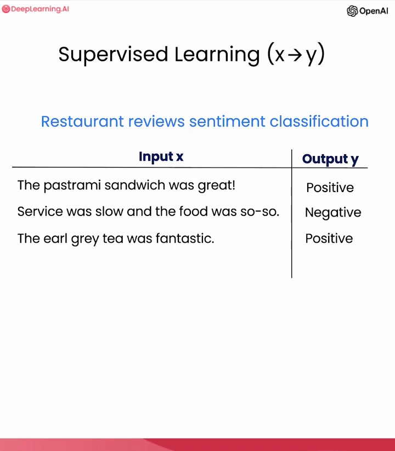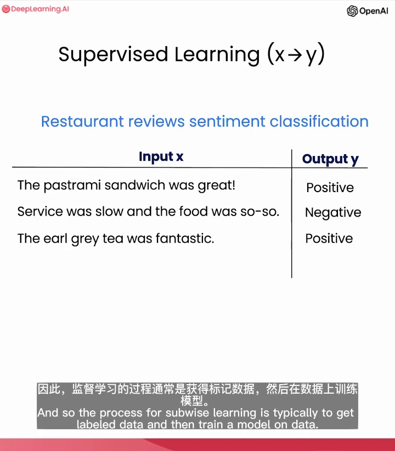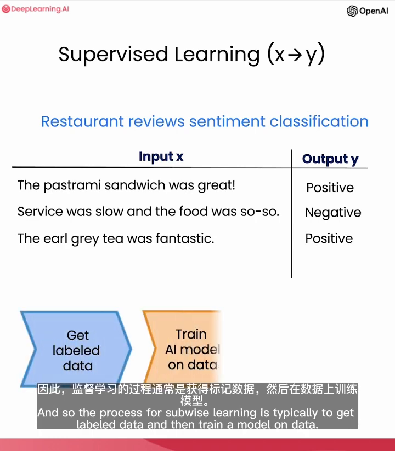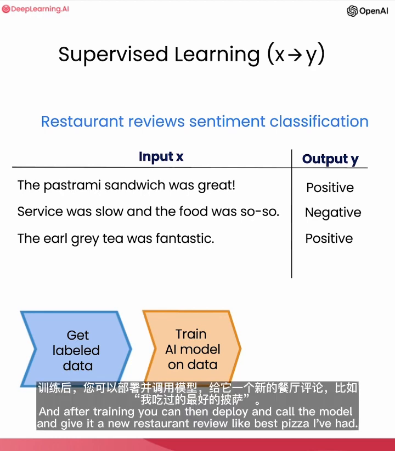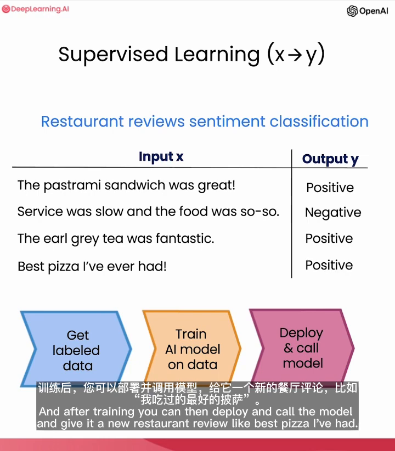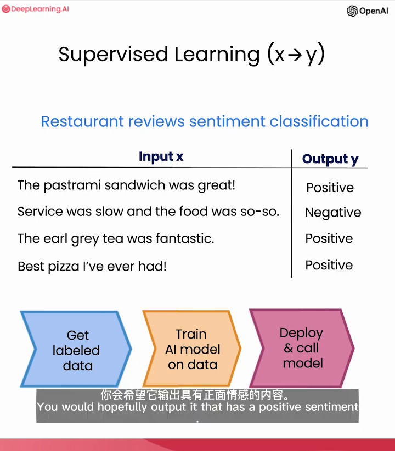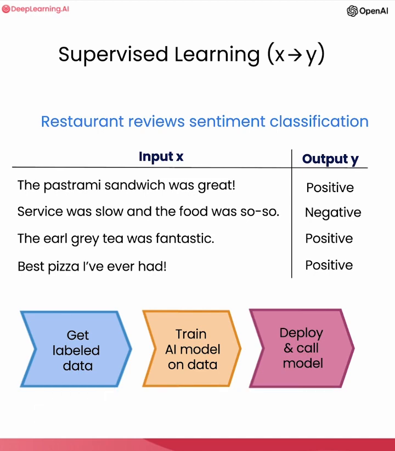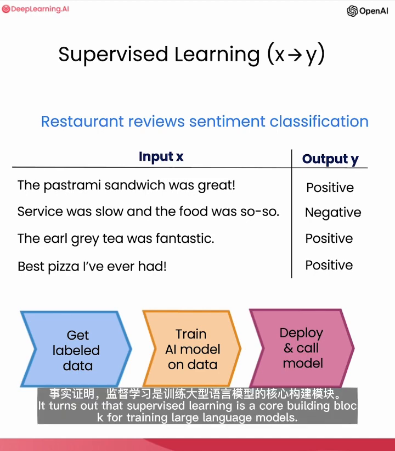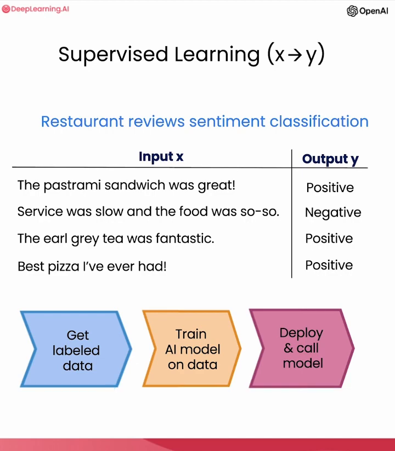And so the process for supervised learning is typically to get labeled data and then train a model on that data. After training, you can then deploy and call the model and give it a new restaurant review like "best pizza I've ever had," and you would hopefully output that it has a positive sentiment. It turns out that supervised learning is a core building block for training large language models.